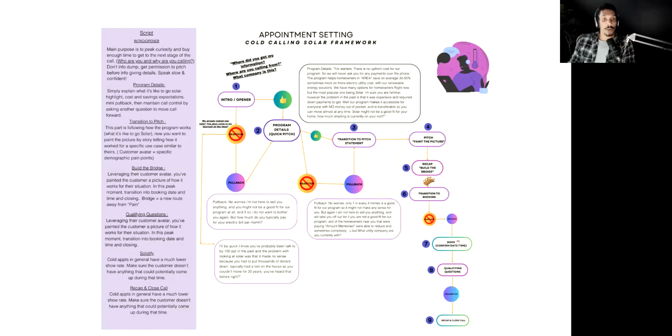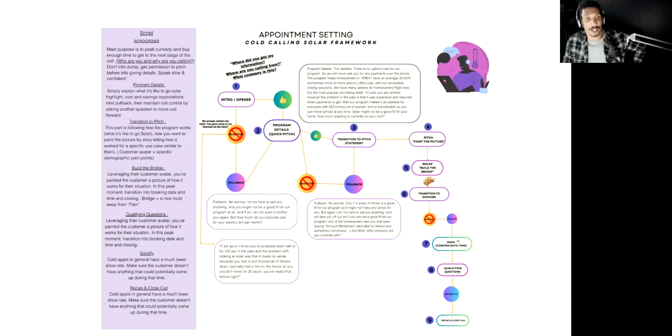So somewhere around this line, if you get a pullback, it doesn't necessarily have to be for that objection that I just gave you guys a response to: hey, no worries, man. I'm not here to sell you anything right now. And you might not be a good fit for our program at all. And if so, I don't even want to bother you again. But how much do you guys typically pay for your electric bill per month? A very easy question to answer. It doesn't require thinking. It's not a personal thing, right?